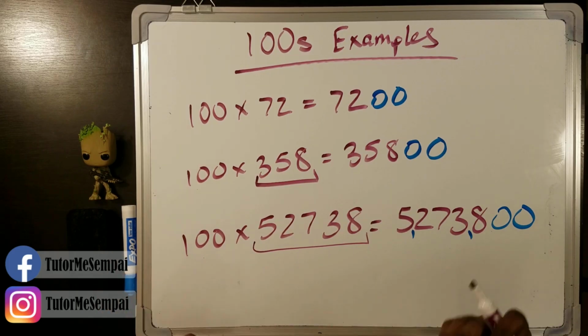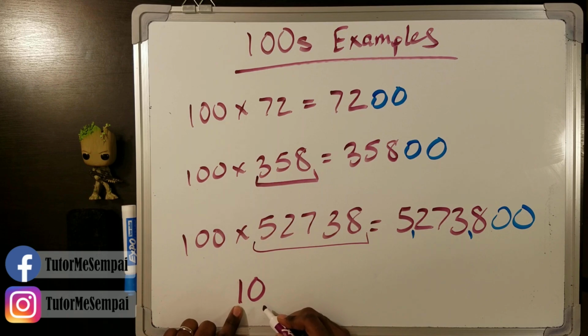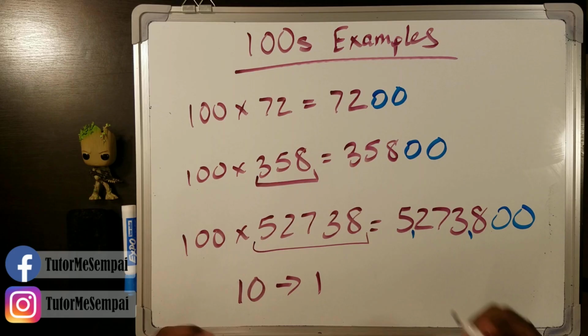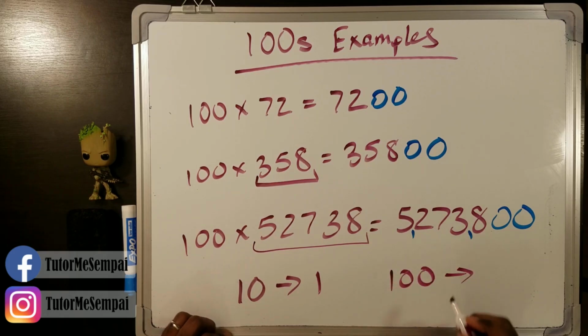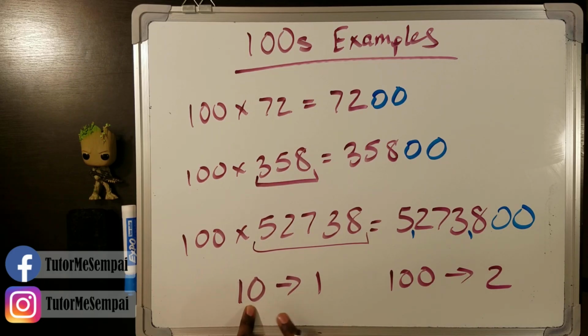So whenever you're multiplying by 10 or multiplying by 100, all you really have to do is add your zeros to the end. And if you ever forget how many zeros to add, look at 10. How many zeros does 10 have? It has 1. How about 100? How many zeros does 100 have? It has 2. So that is how many zeros you're going to add to the end of your numbers. Since 10 has 1 zero, you're adding 1 zero to the end. Since 100 has 2 zeros, you're adding 2 zeros to the end.